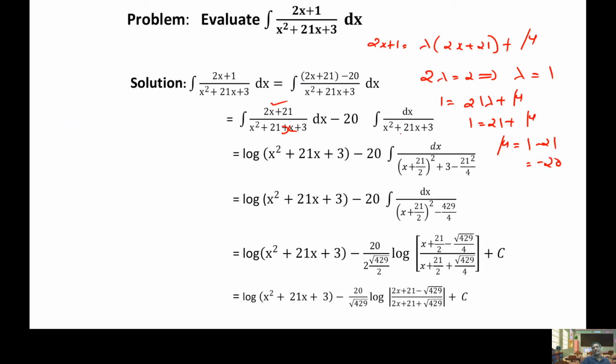Here again you have to use the method of completing the square. So (x + 21 by 2) the whole square plus 3 minus (21 by 2) the whole square. So that will be of the form x squared minus a squared, and the integral is 1 by 2a log of (x minus a) by (x plus a). So this is the answer.